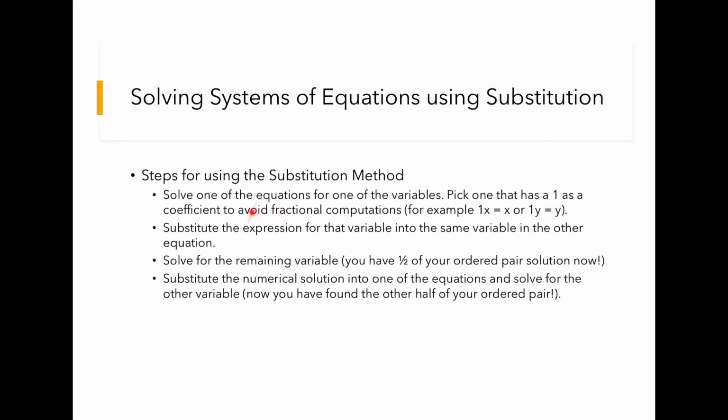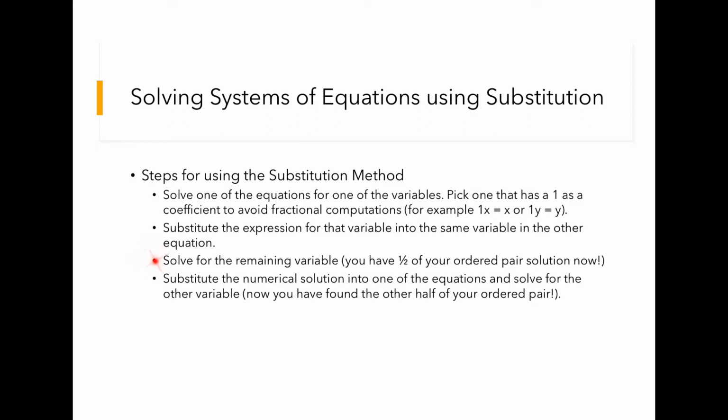That's the one we generally want to solve for, meaning we're going to get all the other terms and constants to the other side. We're just going to isolate that variable. Then we take the expression that variable is equal to, and substitute it into the same variable in our other equation. So we'll have x equals an expression, or y equals an expression, and we substitute that expression into that variable in the other equation. That essentially gets rid of that particular variable, and we only have one variable left with a bunch of numbers.